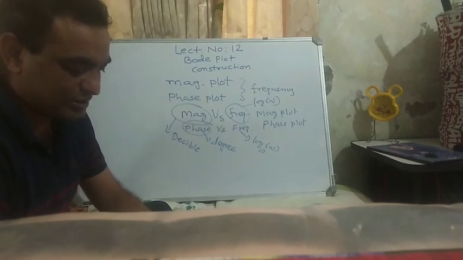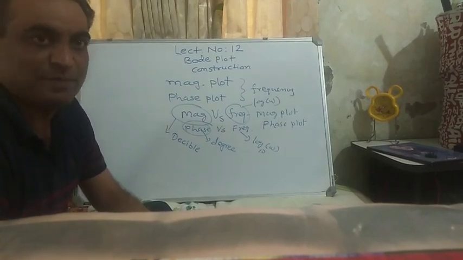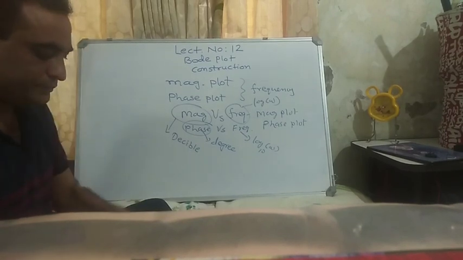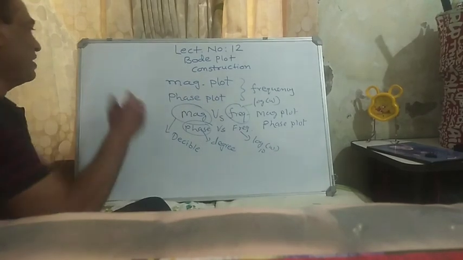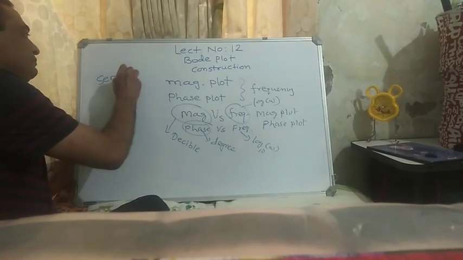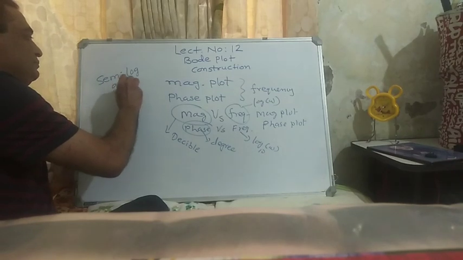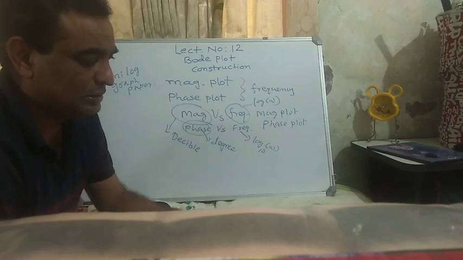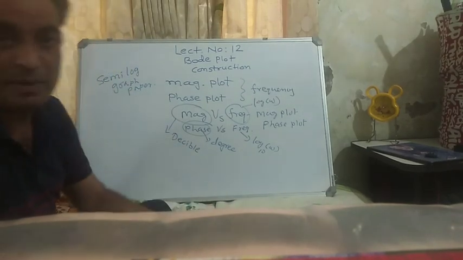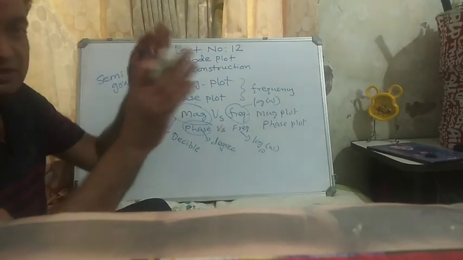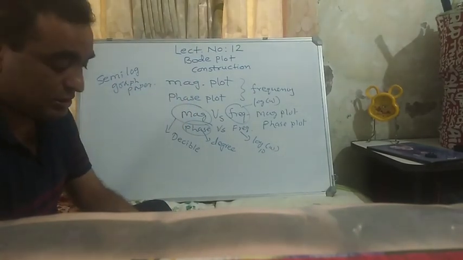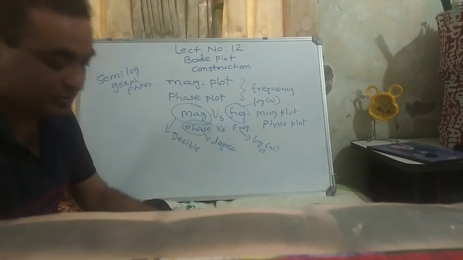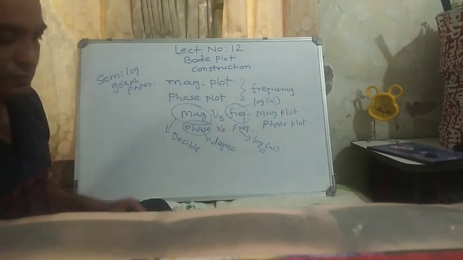We have also discussed the features of the semi-log graph paper, which has a cycle or a decade. So the Bode plot is drawn on semi-log graph paper. I hope all of you have downloaded a sample of the semi-log graph paper and seen how the cycles are created, and how it is a non-linear plot. All right.